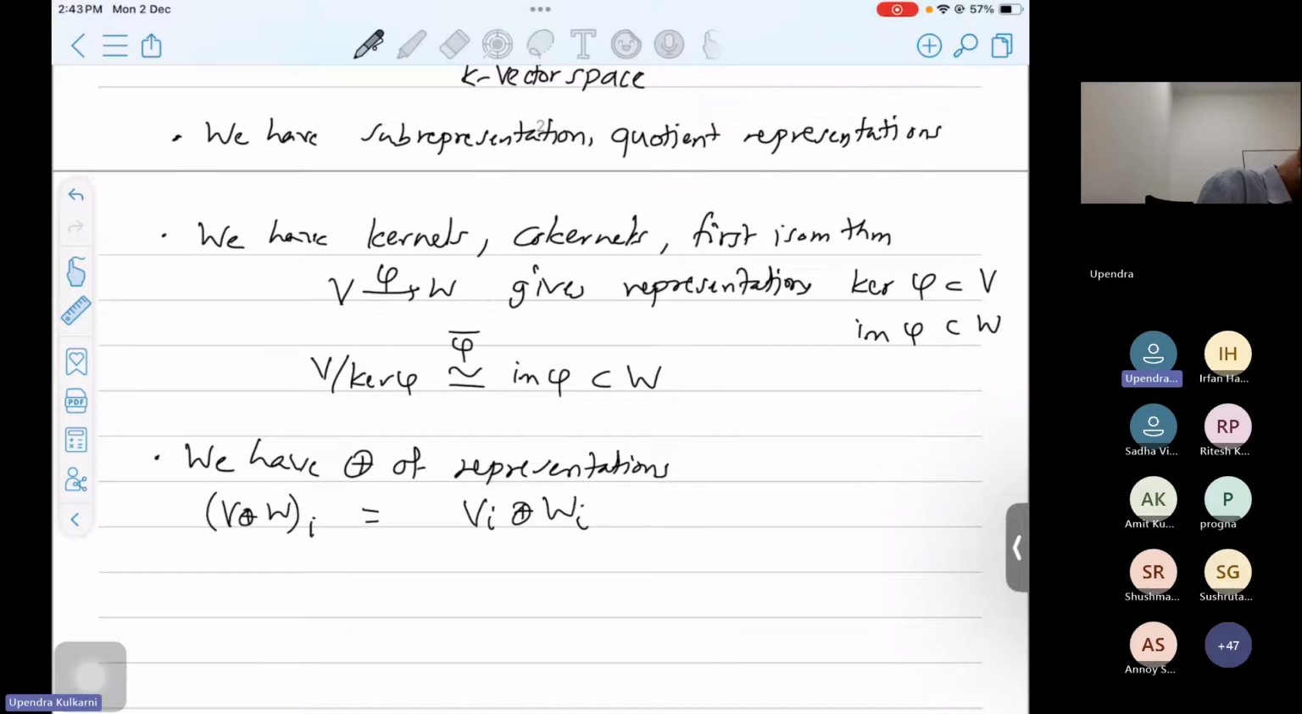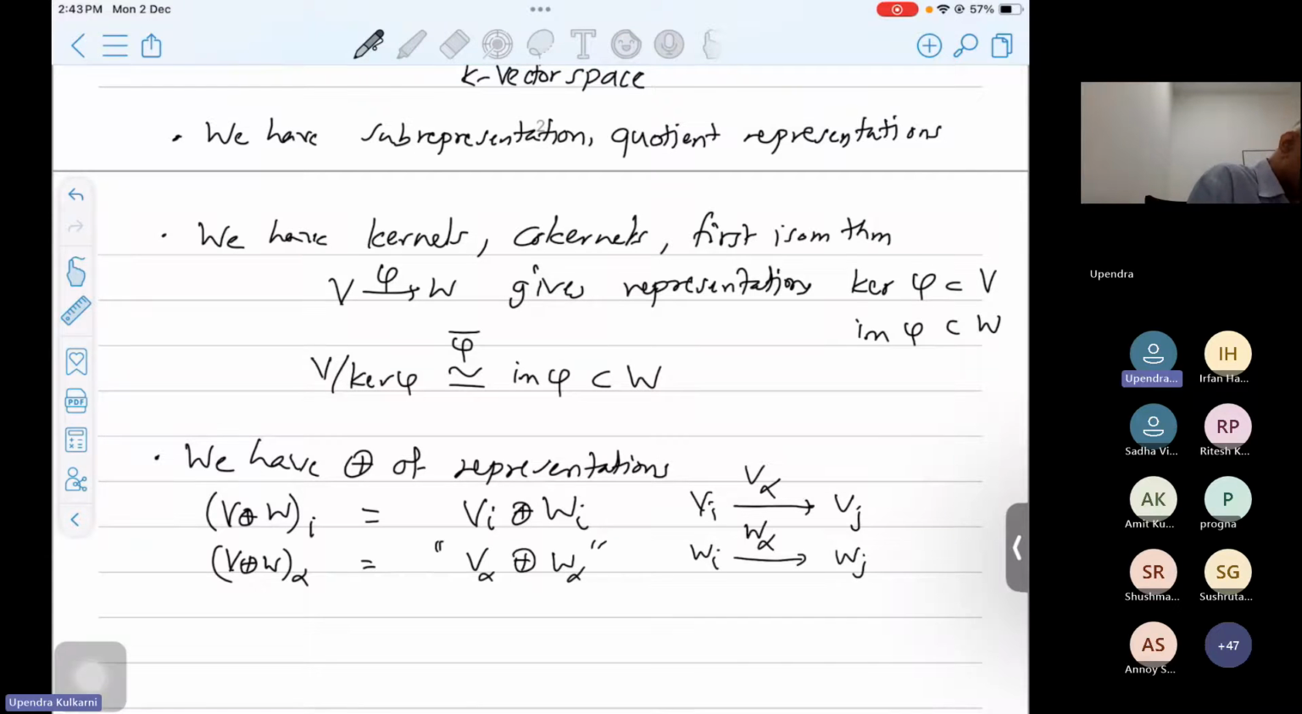And if I have V direct sum W alpha, the notation may look a little funny, but this simply is saying what is the map that I should put on the arrow alpha. This is really just V alpha direct sum W alpha, but you should actually understand what is going on over here. What this means is that for the arrow alpha, there was a map from Vi to Vj, and for the arrow alpha, there is also a map from Wi to Wj.